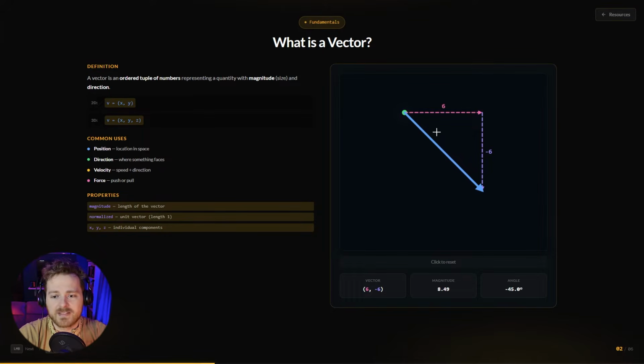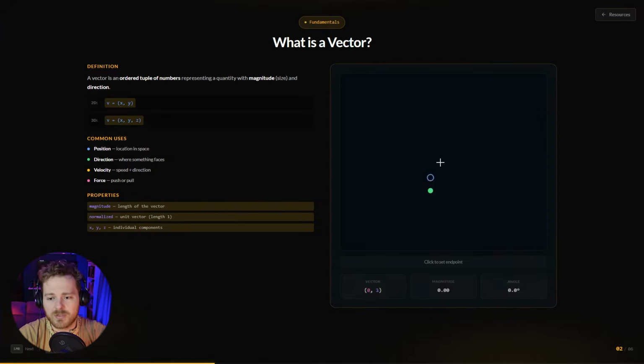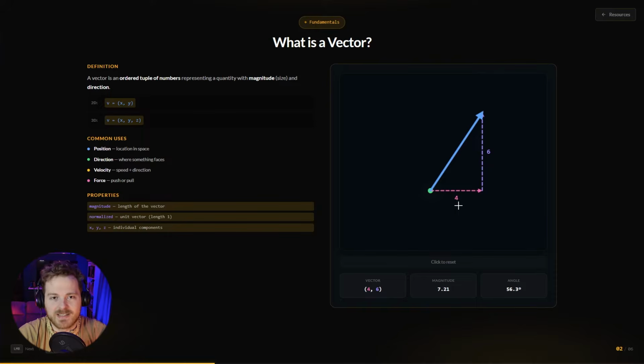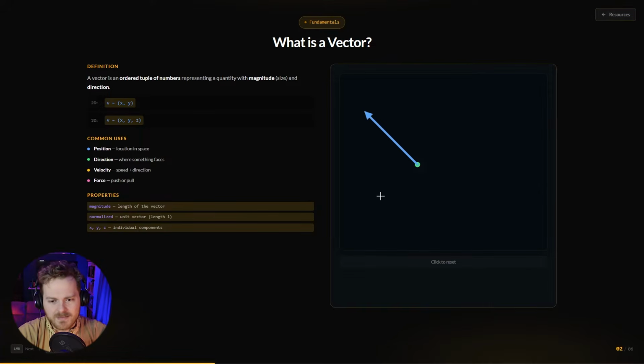Of course, this is a little bit beyond the scope of this tutorial, but knowing all that about the vector, we can calculate the angle. So if you would like to learn about that, definitely let me know in the comments, and then I'll prepare a video about trigonometric functions, because that's what we need for that. But this is everything that we actually need to know about the vector.